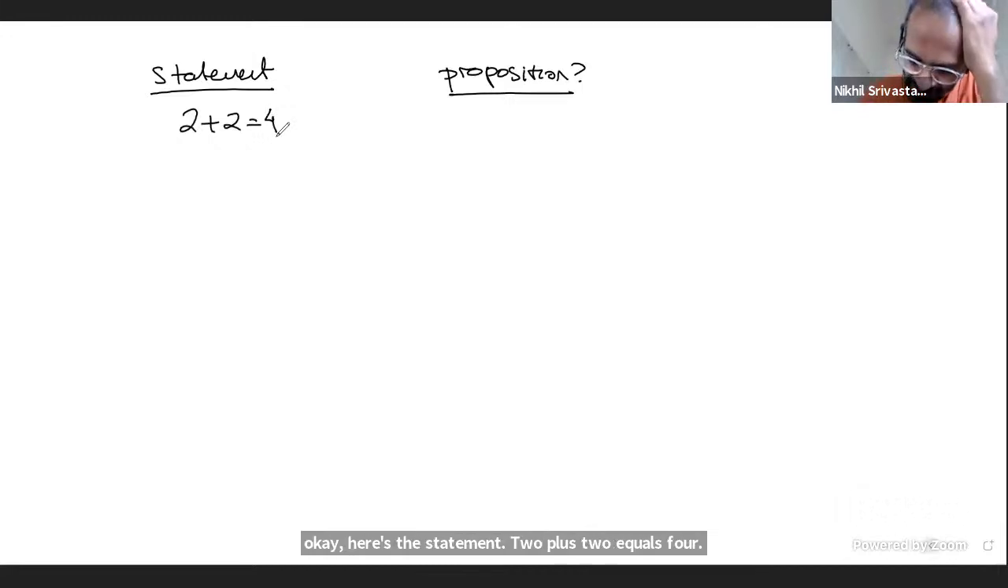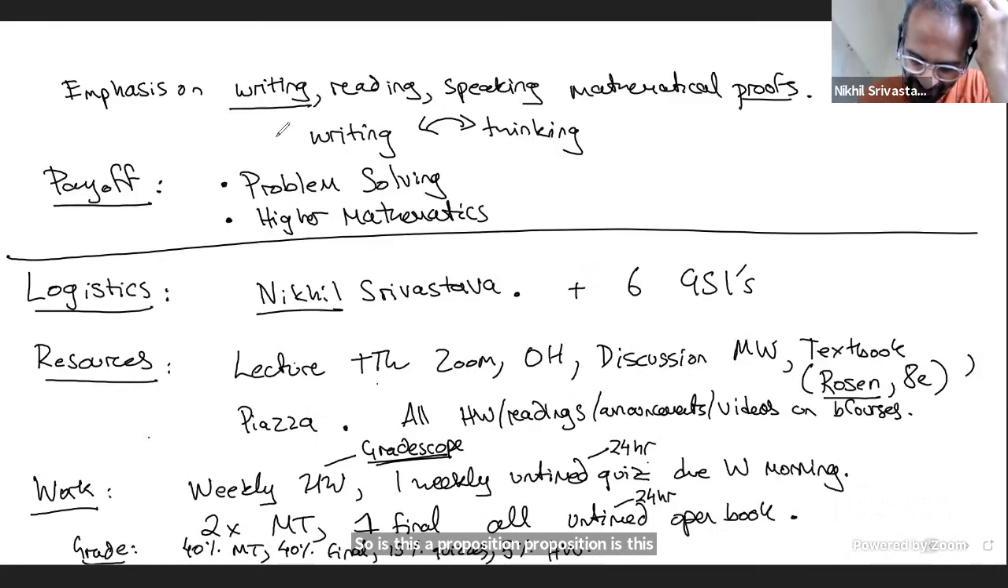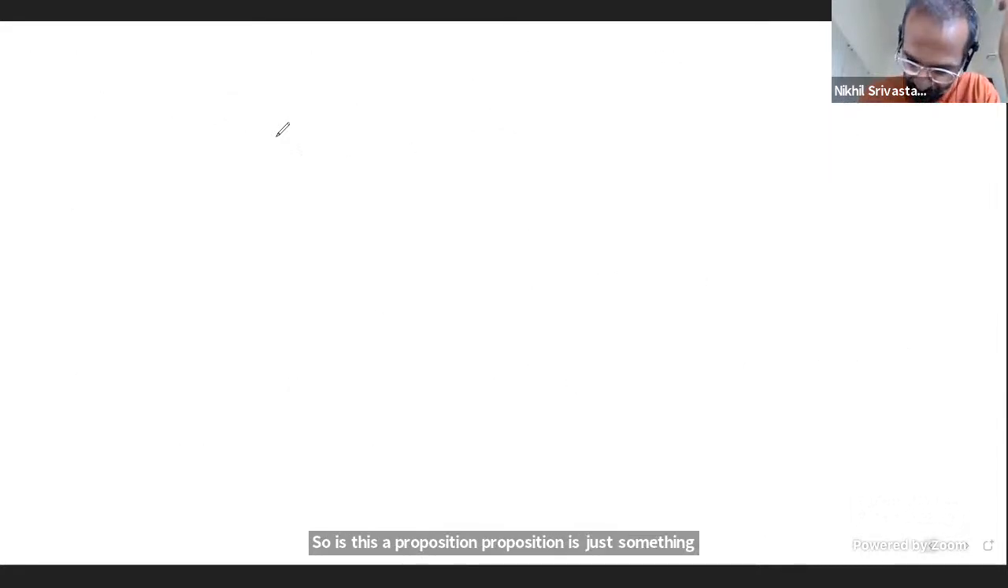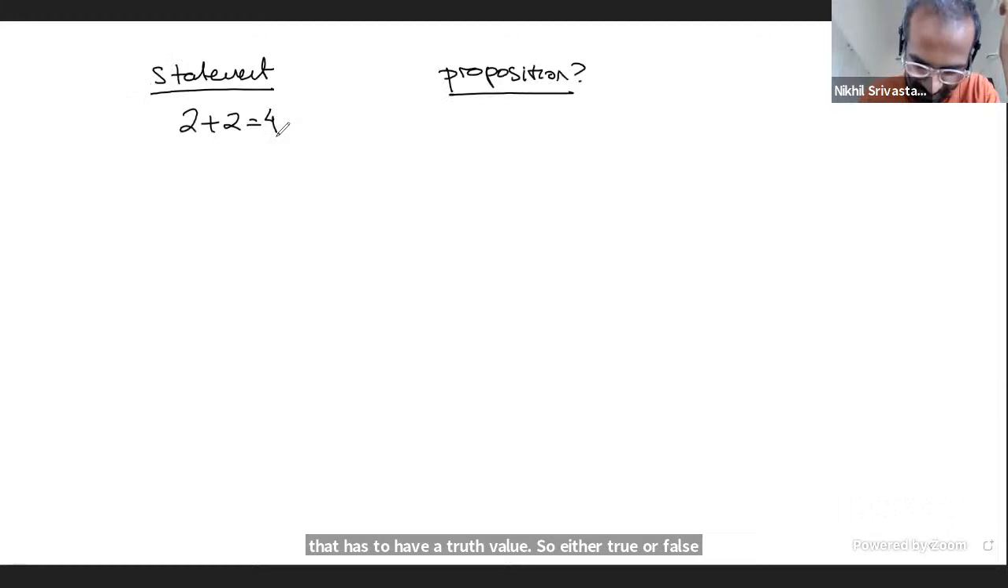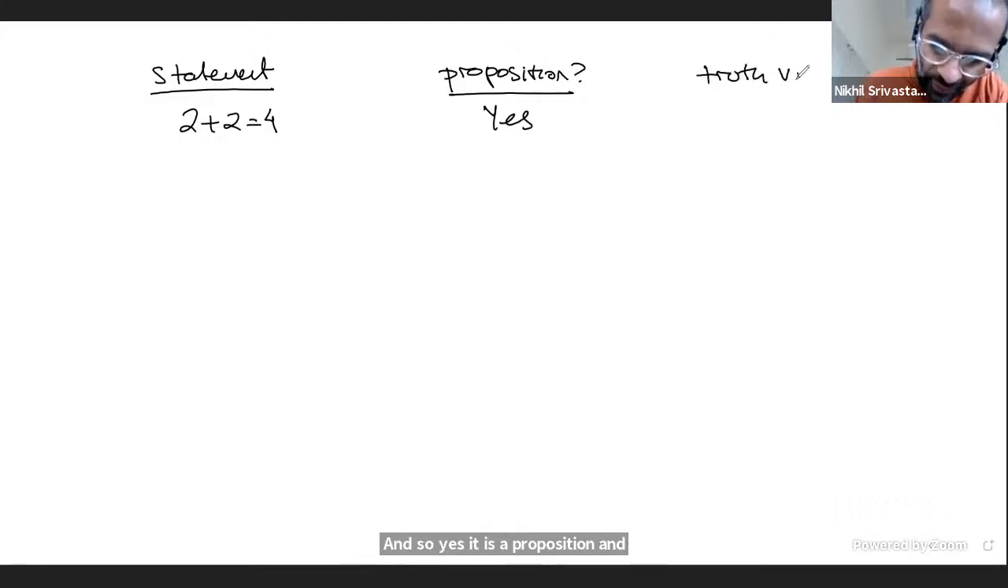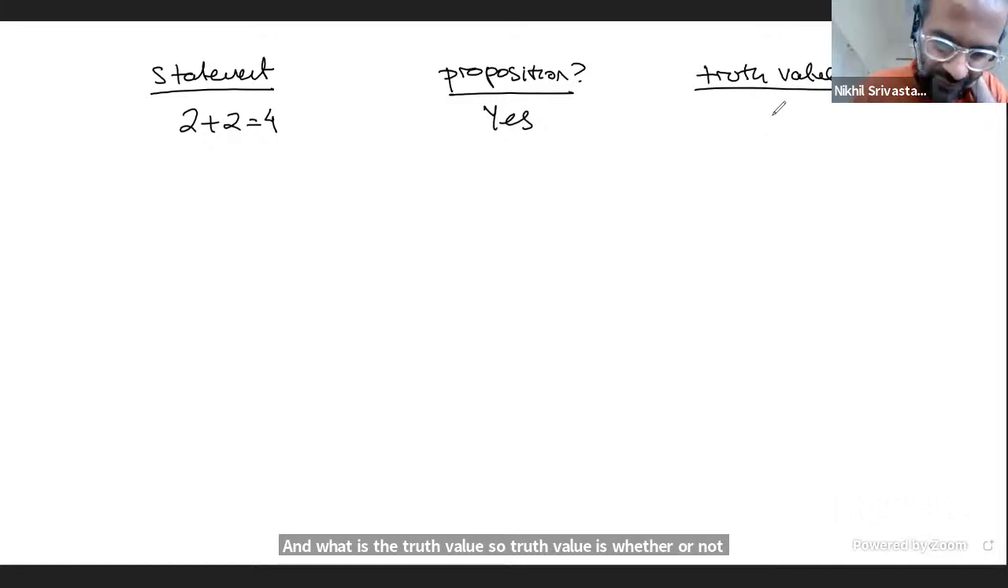So is this a proposition? A proposition is just something that has to have a truth value, so either true or false. This has a precise meaning, and so yes, it is a proposition. And what is the truth value? The truth value is just whether it's true or false. Here, the truth value is true.